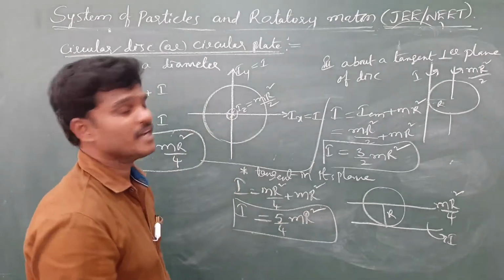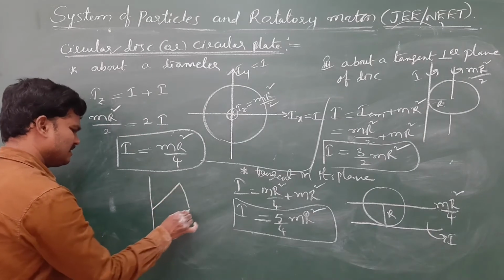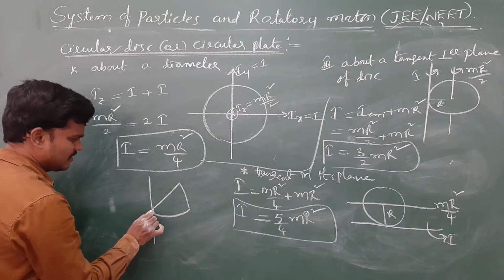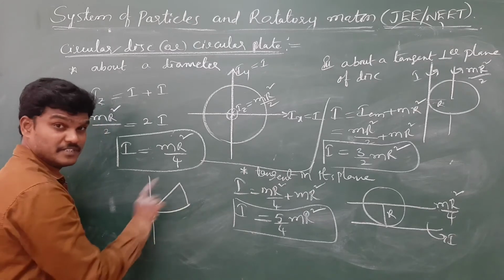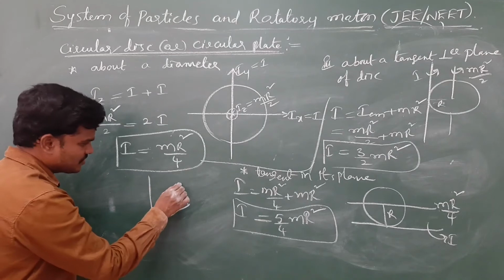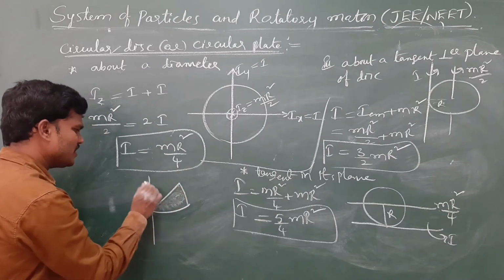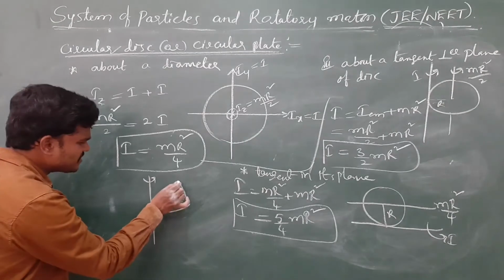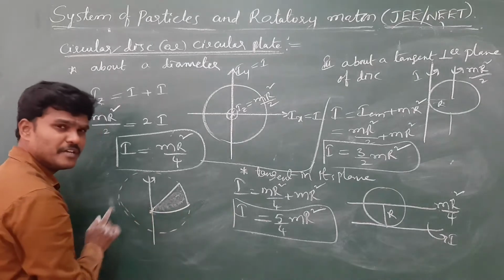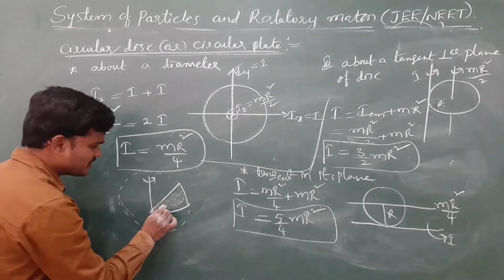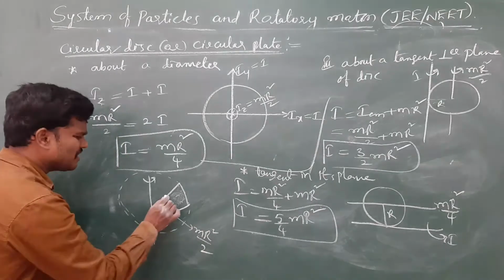In the same manner, if they give any small piece of the disk, like a pizza piece or a bread piece, and it is rotated about this axis, this again forms a circular disk passing through the center perpendicular to the plane. Again the formula for this is the same, m r squared by 2. If you want, again follow the same method.